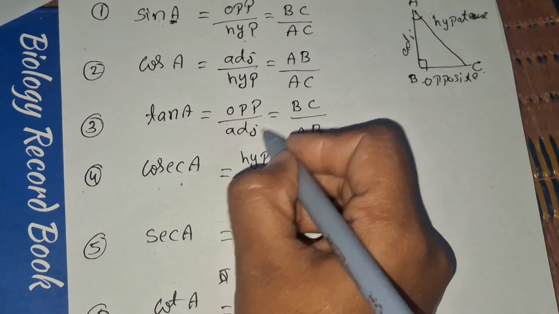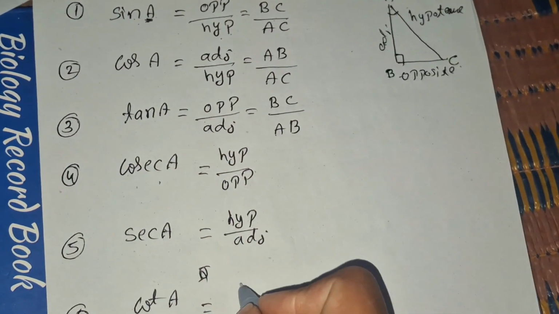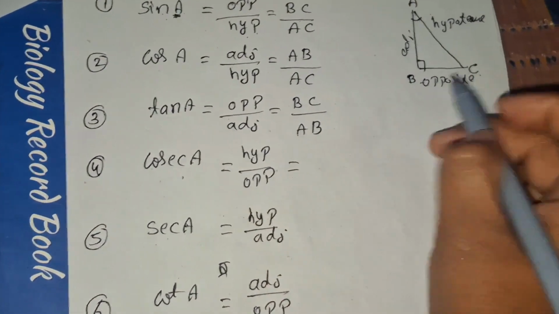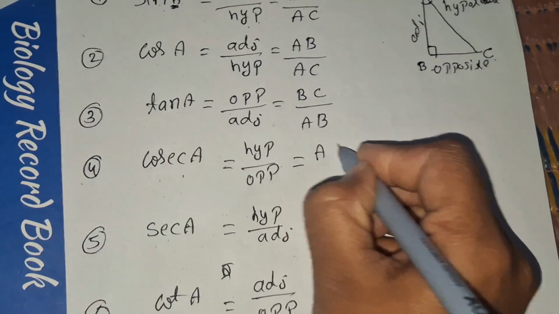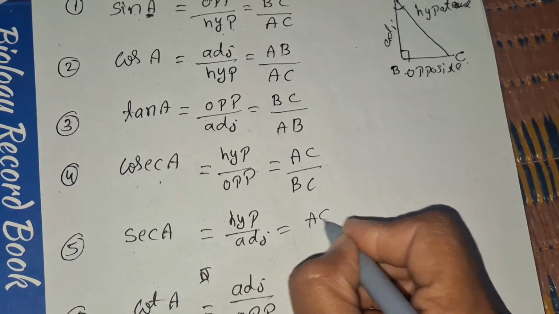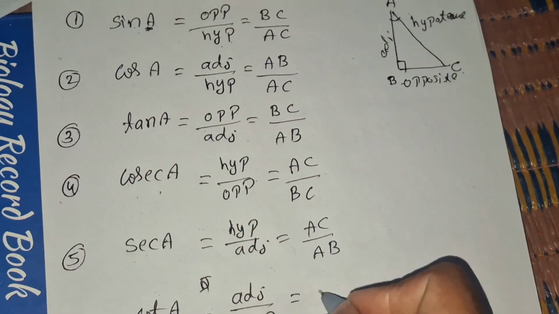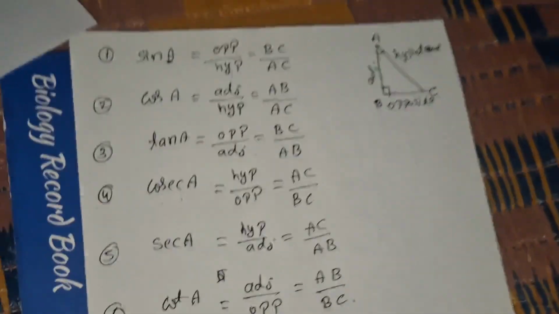Reciprocal of tan. Tan of angle is opposite by adjacent. Reciprocal of that one is adjacent by opposite. Write down the formula according to this right angle triangle. What is hypotenuse? AC by BC. Direct reciprocal, that is AC by AB. And what is reciprocal of tan A? AB by BC.